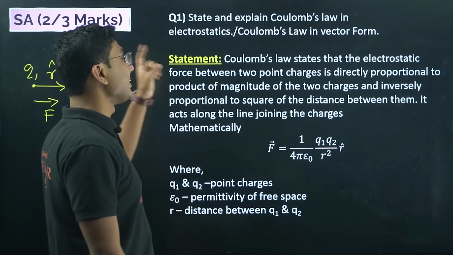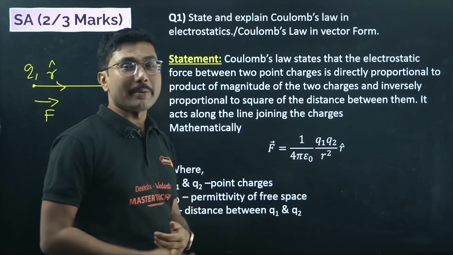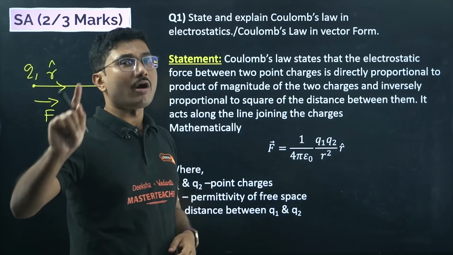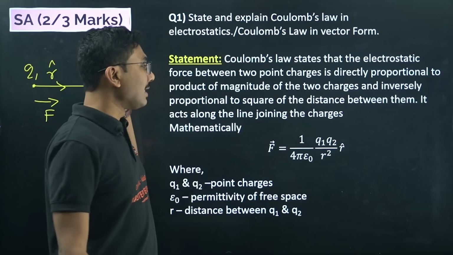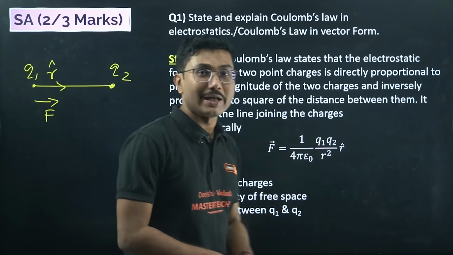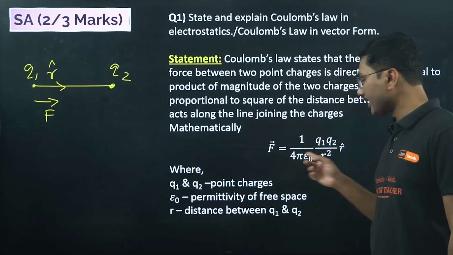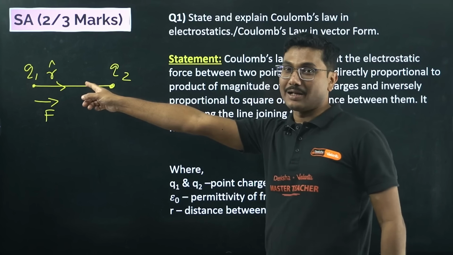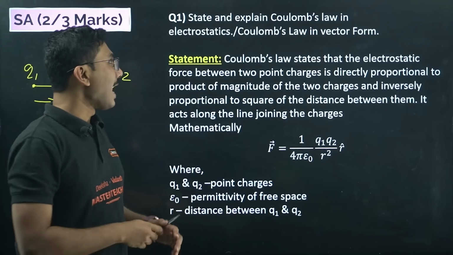So the first question that might come is: state and explain Coulomb's law, or Coulomb's law in vector form. Remember, the answer is the same. The only difference is in this form, where you have to write the equation in vector form and draw a diagram like this. Okay, that is the only difference. And what you have to write?